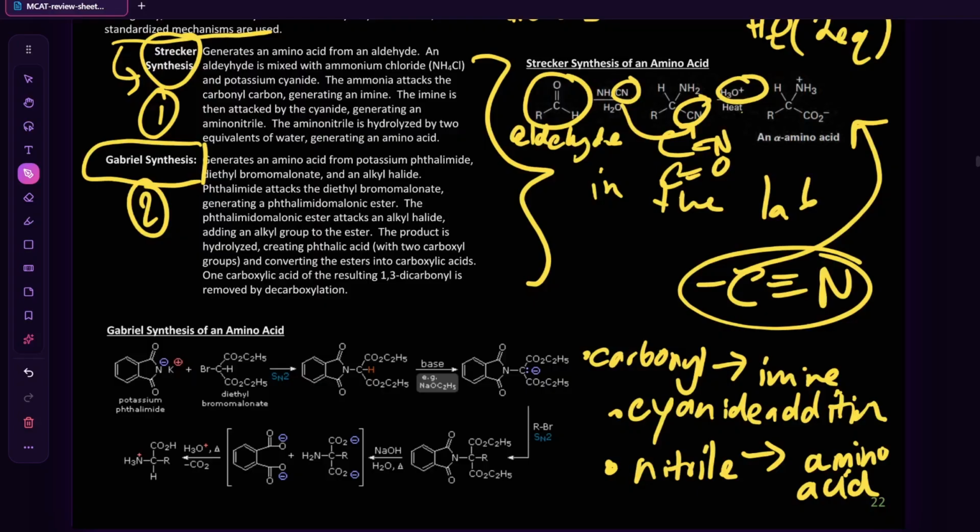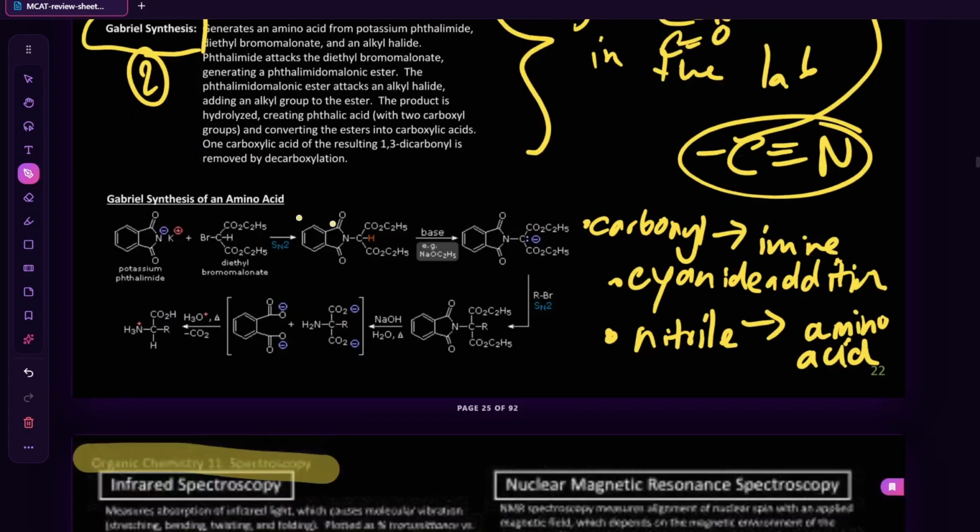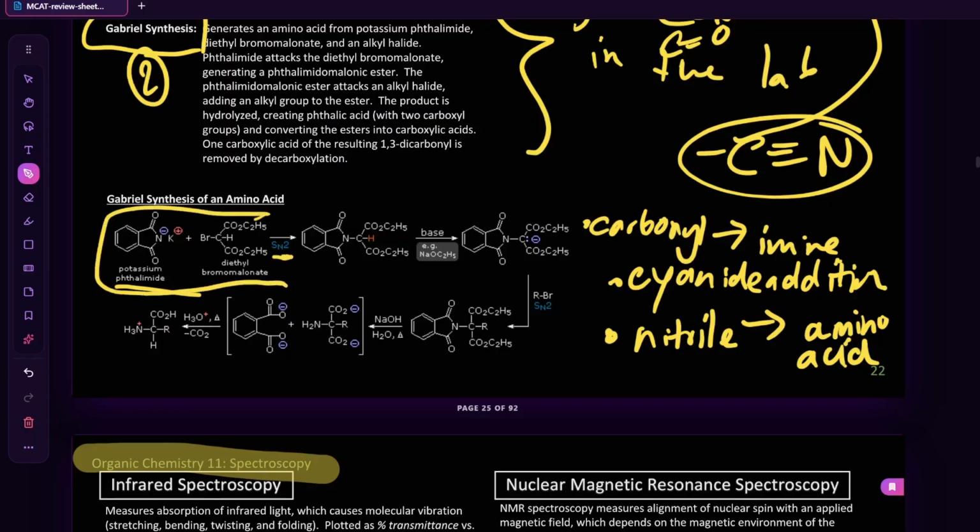Now, for Gabriel synthesis, you're building an amino acid as well, but this is the second lab route to do so. It's even longer, as you can see, which kind of sucks to teach, but yeah. Potassium phthalimide attacks diethyl bromomalonate in an SN2 reaction. And so you end up with this guy here. This mechanism is the exact same as the sodium butanoate plus methyl iodide ester synthesis from the carboxylic acid chapter, except with phthalimide as a nucleophile instead of a carboxylate, giving that phthalimido-malonic ester.